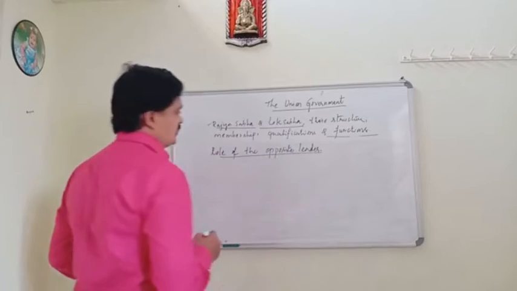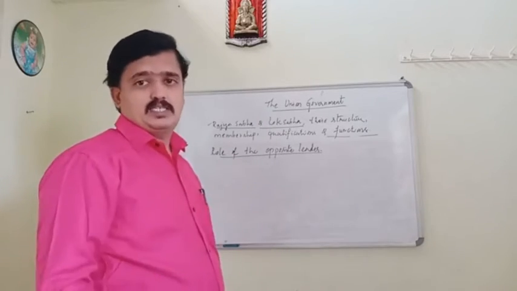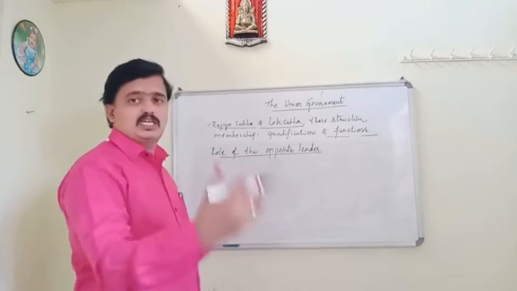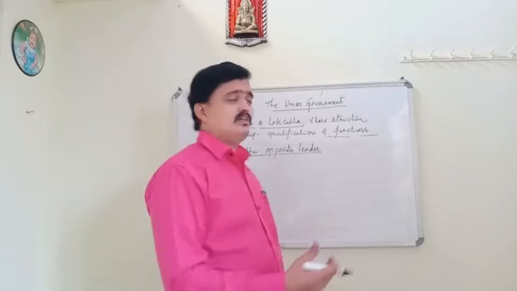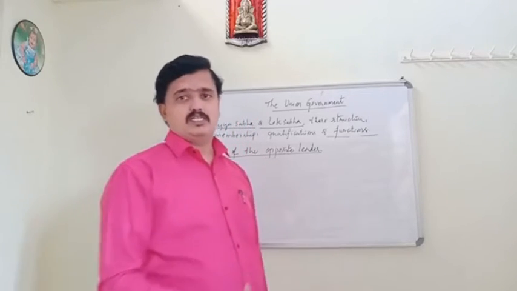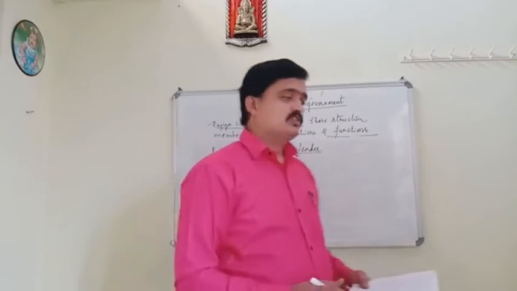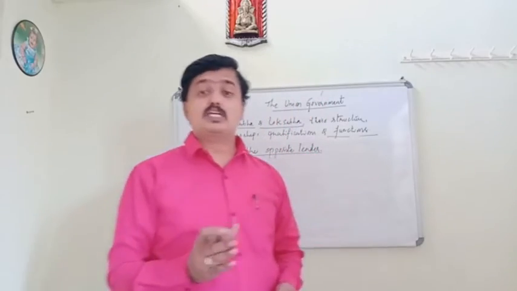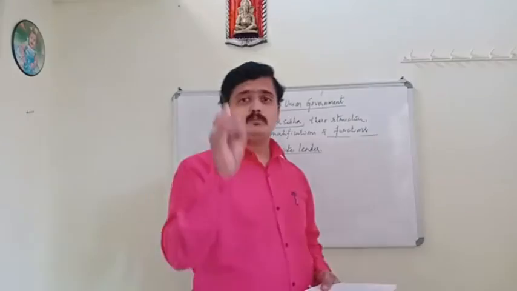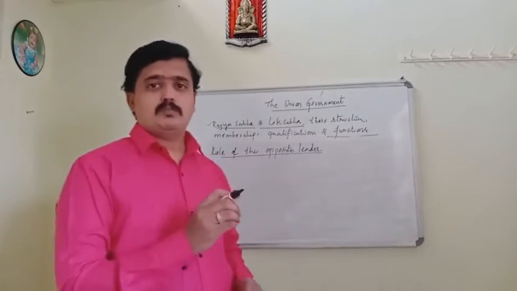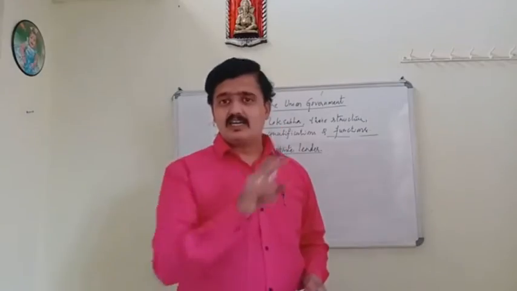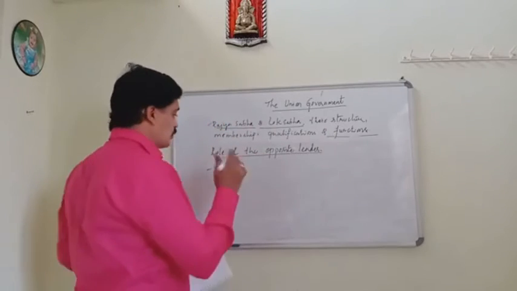Role and work of the opposition leader. Then what is the work and role of that opposition leader? See, he or she highlights the wrongdoings of the ruling party here. What is the main work? They are highlighting the wrongdoings.